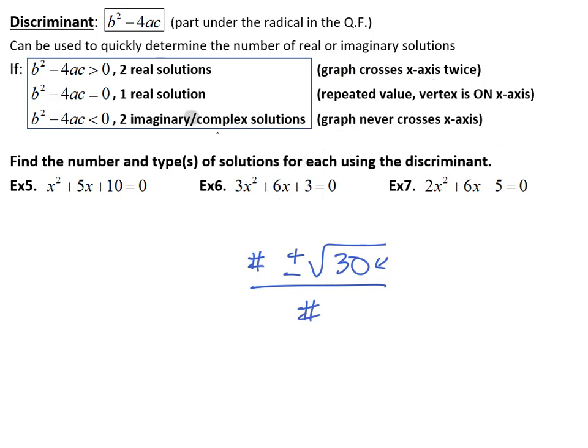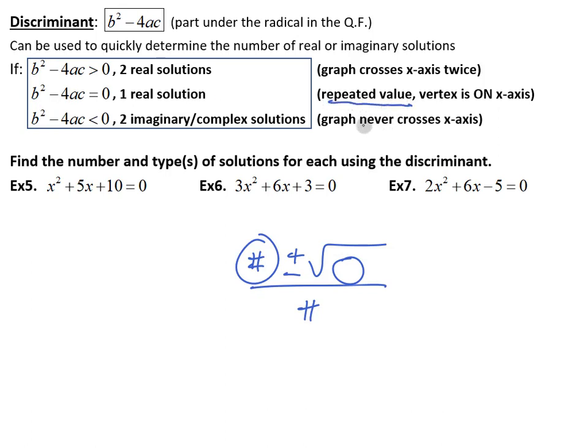Okay. If, however, you end up getting exactly 0 under your radical, then when we go to take the square root, plus or minus 0 is a pretty small value. The square root of 0 is 0, and if I add 0 or subtract 0, I'm going to get the same answer twice. So what that means is we end up getting a repeated solution.